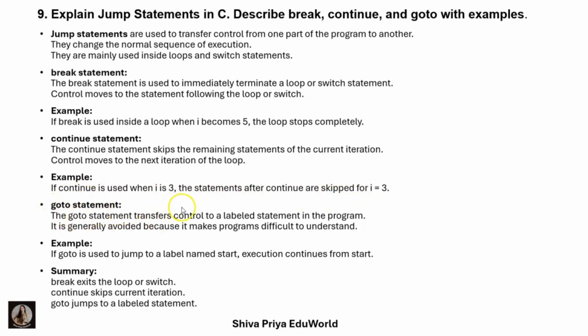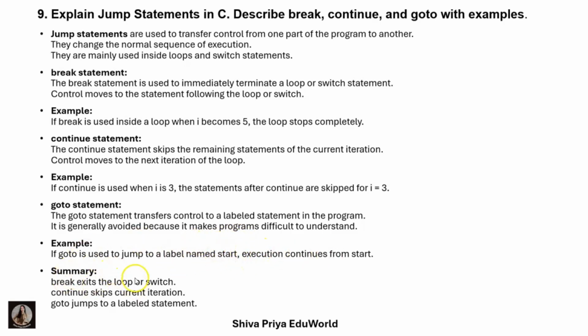The goto statement transfers control to a labeled statement in the program, which means the program execution jumps to a specific or named location. Clear? And it is generally avoided because it makes programs difficult to understand. Using goto often leads to spaghetti code, making the program logic hard to follow and maintain. For example, if goto is used to jump to a label named start, execution continues from start. This is the immediate transfer of control to the point marked by the label.